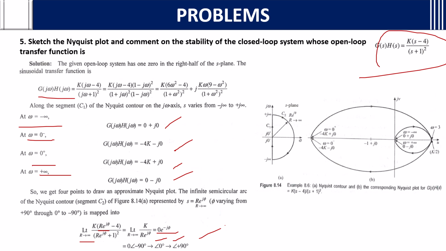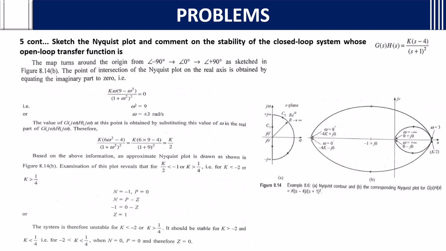From this you can draw the Nyquist plot for the given question. There are no poles at the origin, so there is no need to bypass. If you see, you will get here 0 minus j omega, 0 plus j omega, the points being minus k, 4k plus 4 j0, minus 4k minus j0. It is drawn. Then we will find k by 2 at omega equals 3, where the real axis is crossed. The map turns around the origin from minus 90 through 0 to 90 degrees as sketched in figure 8.14b.